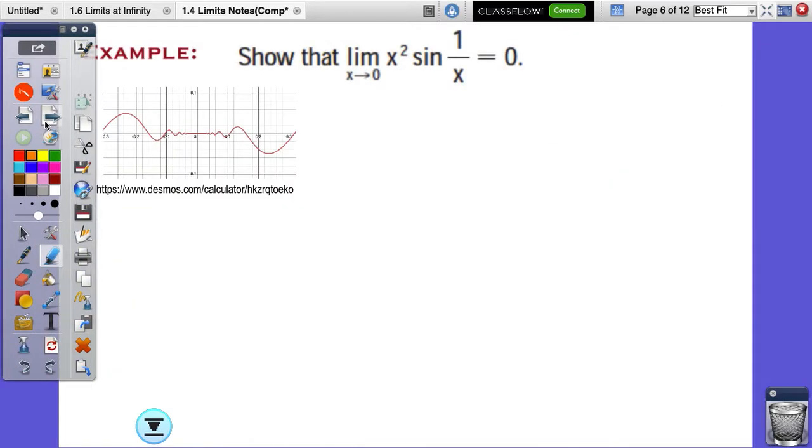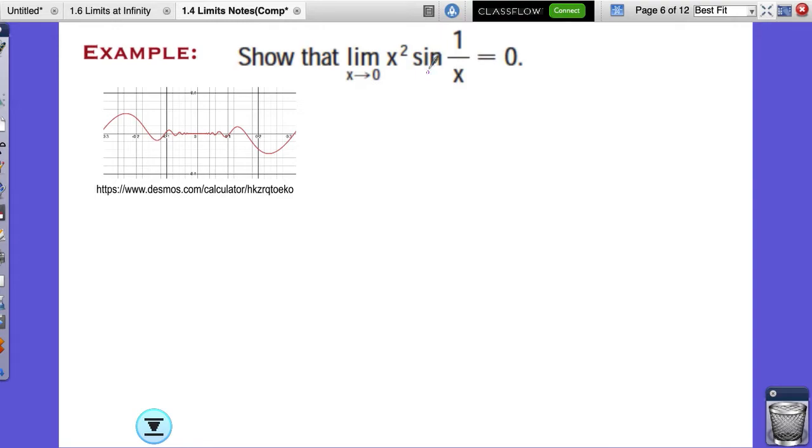Now, I'm going to show you one example of how we can use the squeeze theorem. If I want to find the limit of x squared times the sine of 1 over x, I want to prove that it's 0. Well, notice if I throw 0 in, I get 1 over 0, which is undefined. So there's a problem there. So this is what I can do.